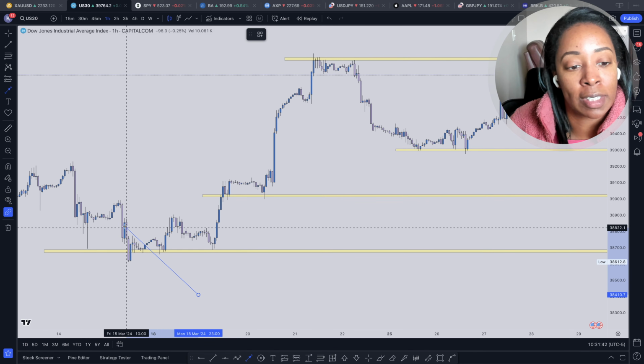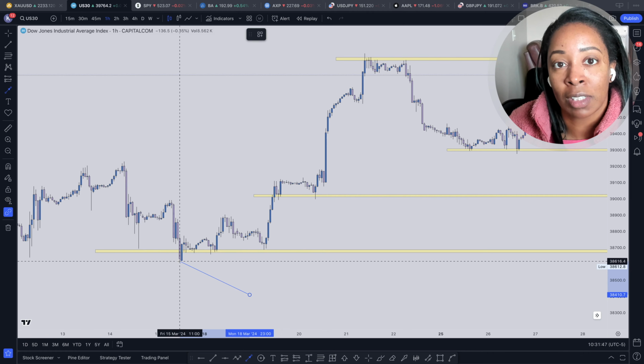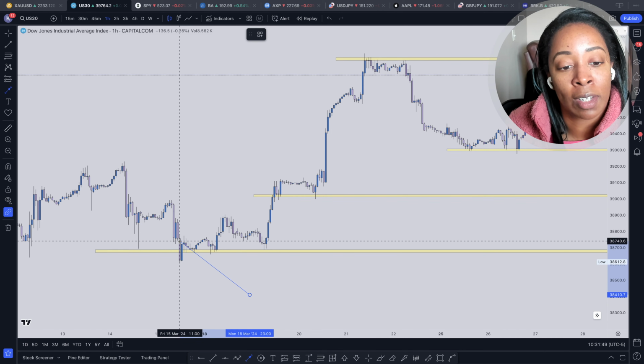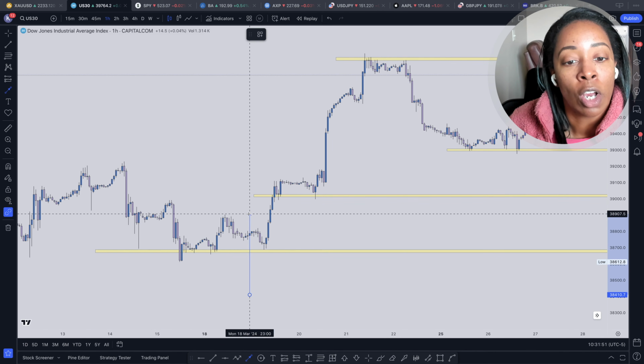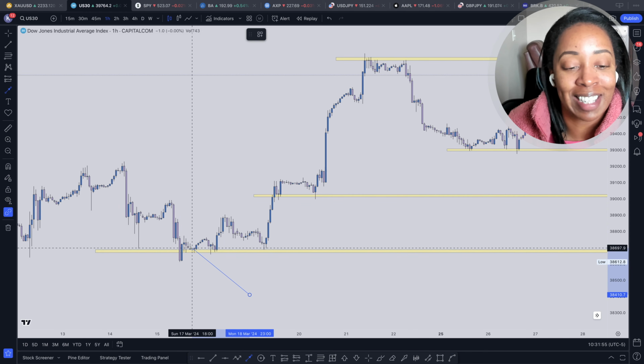So a fake out is basically when price, in this situation, looks like it's going to continue down. It closes below a zone, but then the next candle closes back into the zone. So that is considered a fake out. It's nothing really you could do. That's why it's called a fake out.